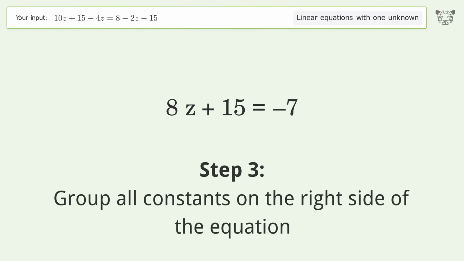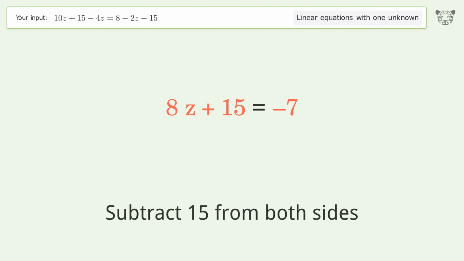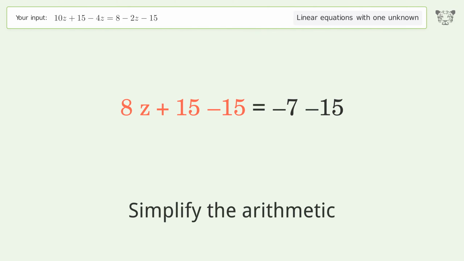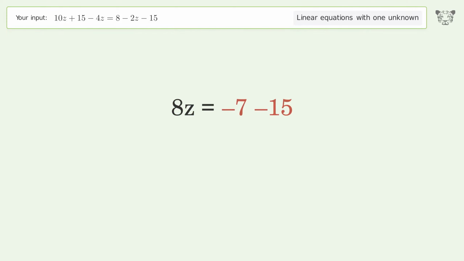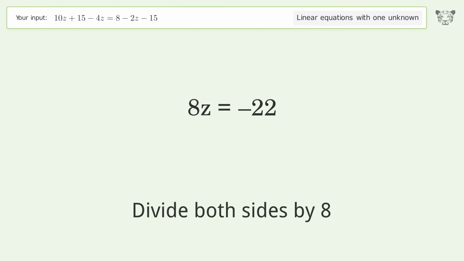Group all constants on the right side of the equation. Subtract 15 from both sides. Simplify the arithmetic. Isolate the z. Divide both sides by 8.